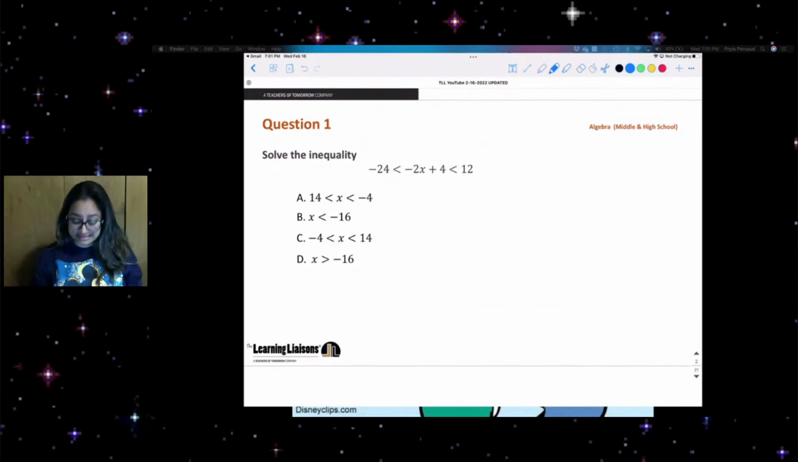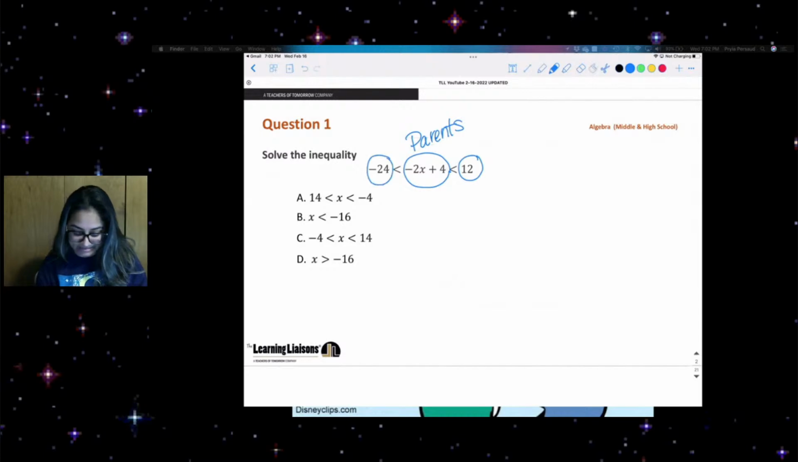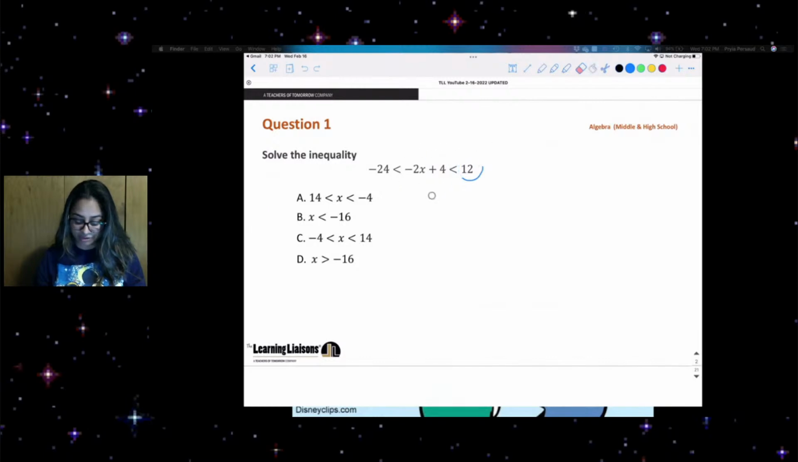I like to say, treat the middle like the parents and treat the ends as if they're the kids. Why do I say that? Because whatever you do to one kid, you have to do to the other. If you gave your kid 20 bucks, there's no way the other one's going to let you live that down. So whatever you do to one, you must do to both. That's going to help us out because once we start doing this problem, you will notice how it makes a difference in how you solve.